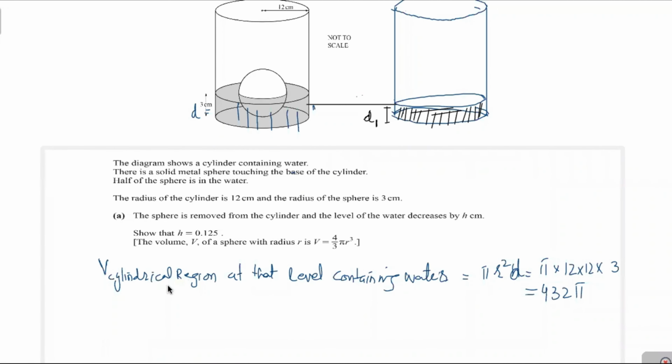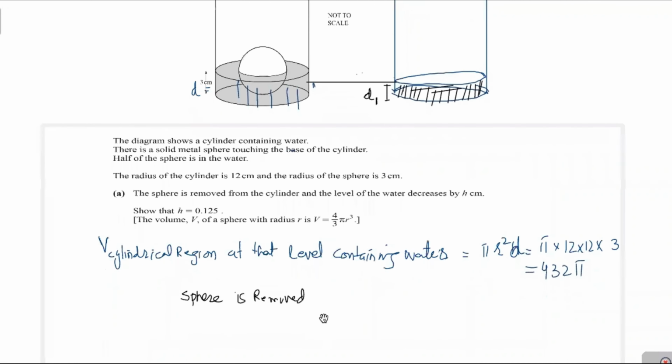Next, we will find the volume of the cylindrical region at that level containing water when the sphere is removed. Now, after the sphere is removed, the volume of this water level value will be equal to pi r squared into d1.